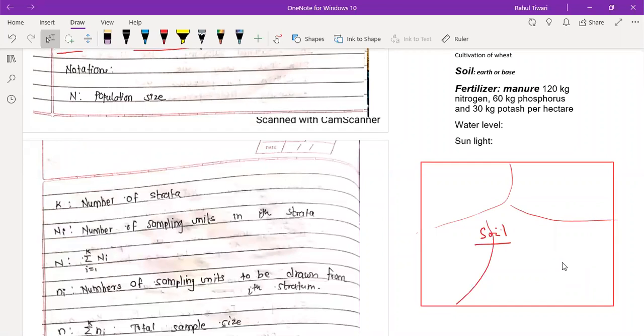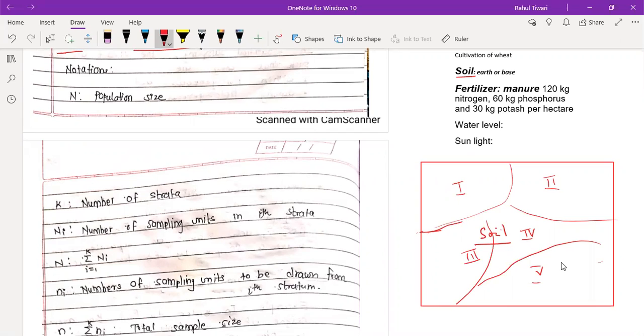So I have divided the data into homogeneous parts, which is important. Let's say this area, this area, this area, and this area. So I have divided the heterogeneous data into homogeneous, and they have approximately the same size. Here the soil is same, here the soil is same, here the soil is same. And I want to cultivate wheat, or rice, or any plant.